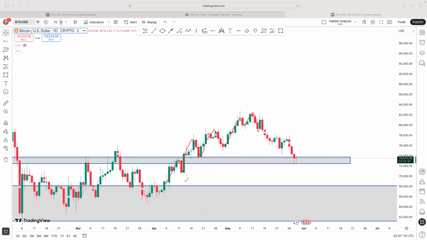Now let's start from here. What type of market structure is this one? We've got three types of trend, right? We've got an uptrend, downtrend. I know this is an uptrend. What is the market behavior? What type of market behavior is this one?